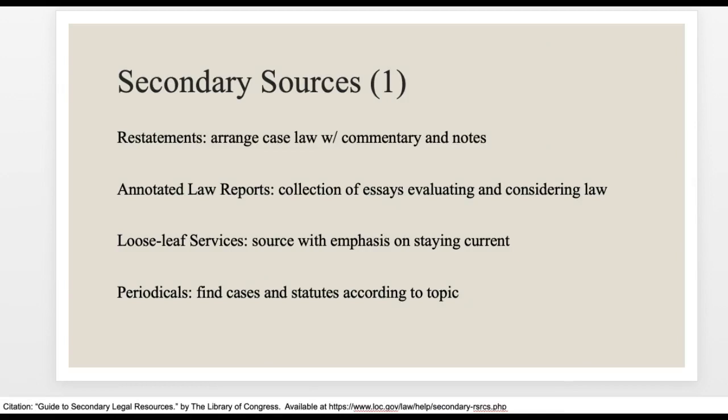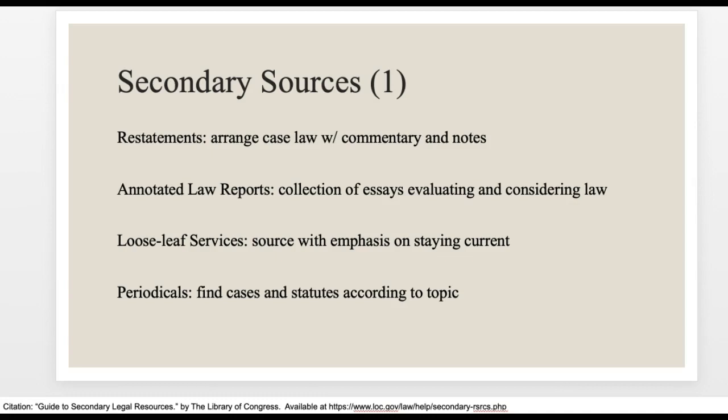So now we'll discuss secondary sources a little more in depth. Restatements arrange the common law according to topic, along with commentary, illustrations, and notes. They're written by the American Law Institute, a group of legal scholars, lawyers, and judges. You've probably read segments of the Restatement of Contracts and of the Law of Torts.